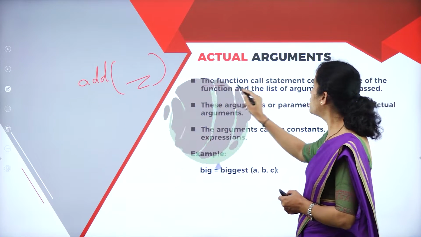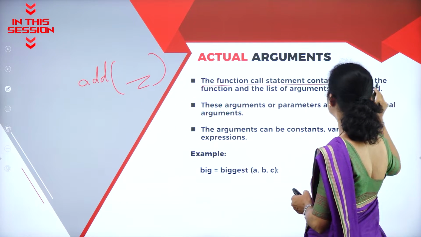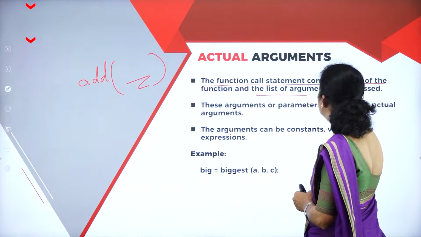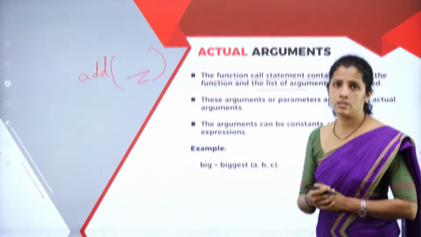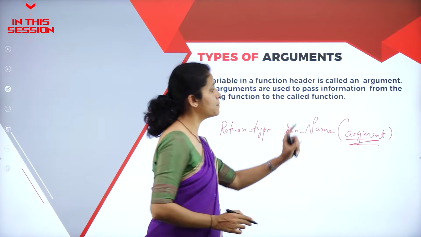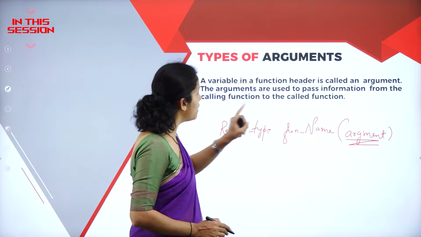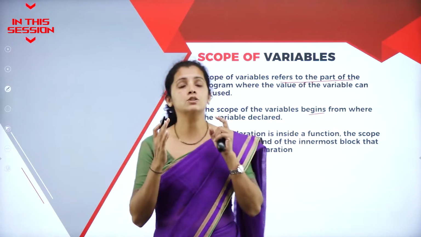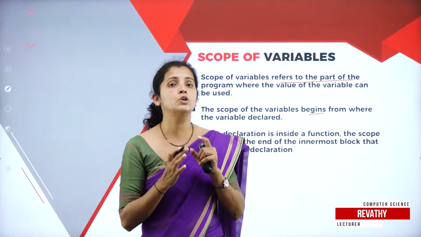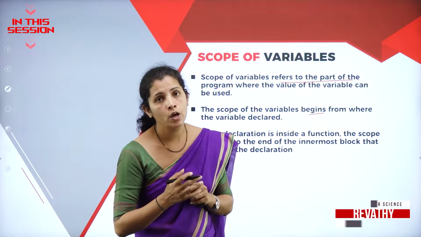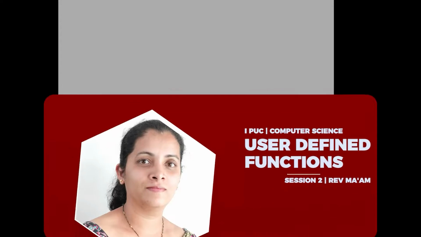The function call statement contains a name of the function and the list of arguments. Whatever the arguments or variables I'm going to have in my function headers are called arguments. The scope of the variable is going to start when and where we declare the variables.